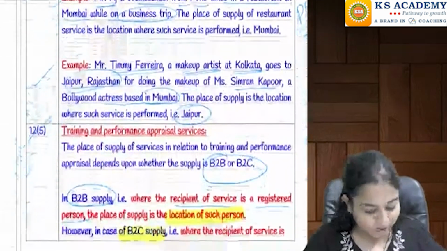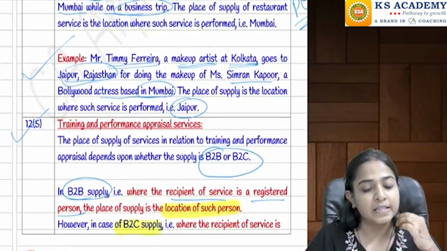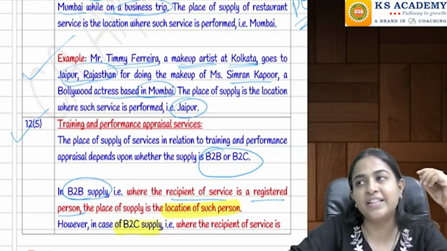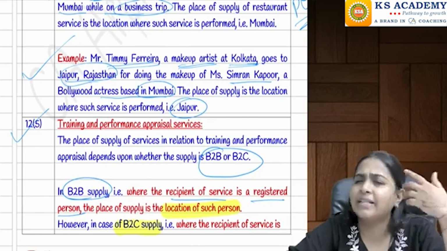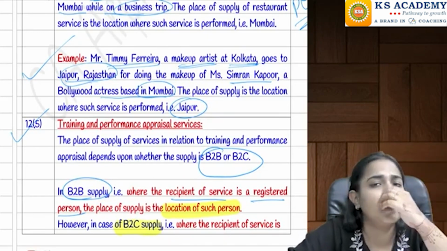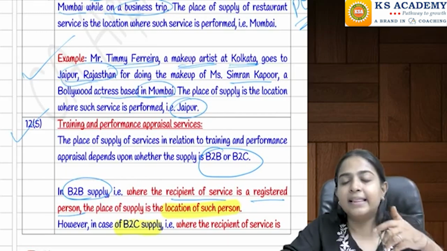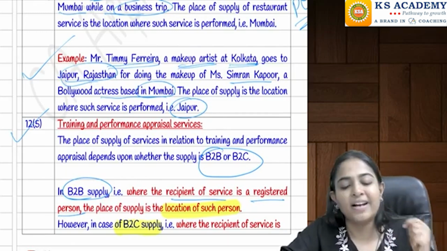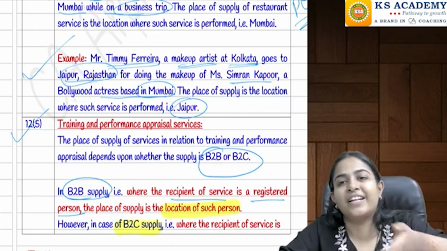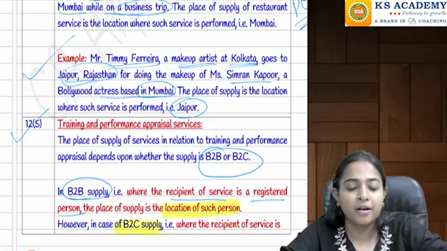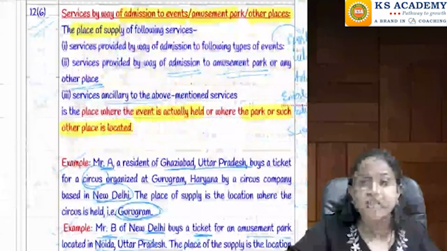Then section number 12.5 talks about training and performance appraisal services. In that case, it depends whether the service has been provided to a registered person or to an unregistered person. If registered person, we have his address available, so the place of supply will be the location of such recipient. If that is not available, if the training has been provided to an unregistered person, then the place of supply will be the place where the service has been actually given, or the training has been actually imparted.